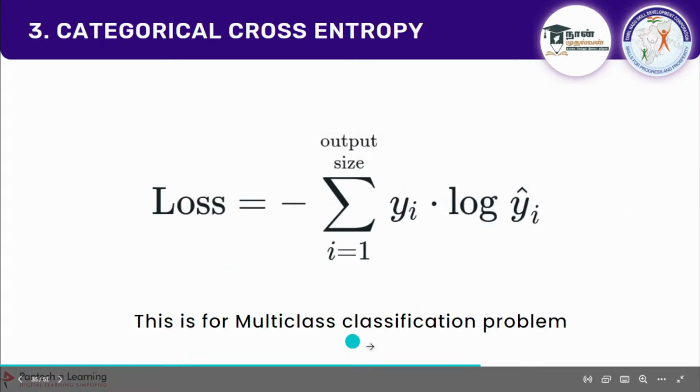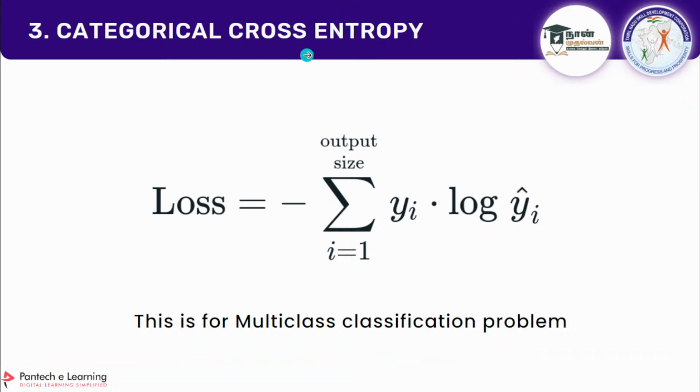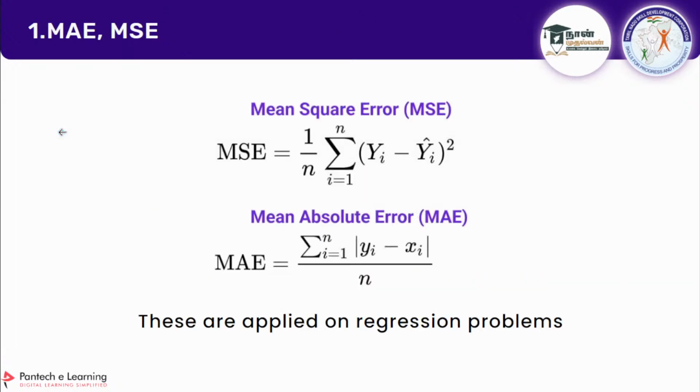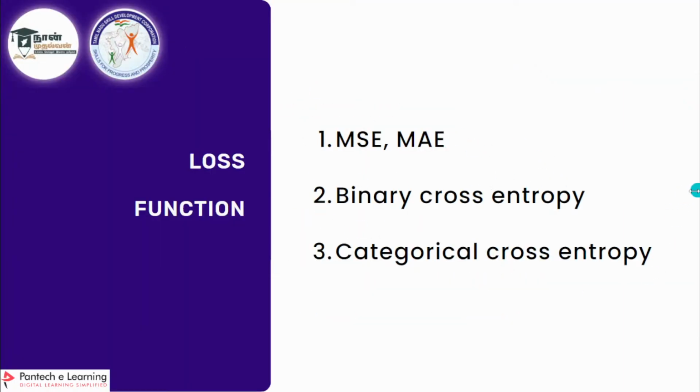If you are going for multi-class classification, then you have to go with categorical cross entropy. This is for the multi-class classification problem. So I hope we can cover these three. Is it clear regarding the loss function, when to use which one?